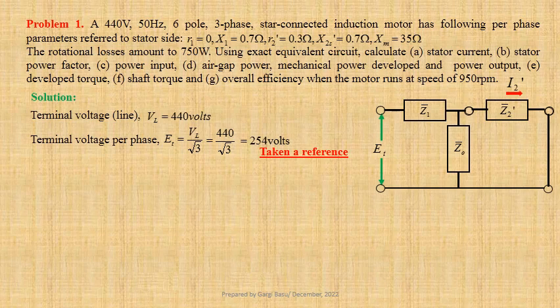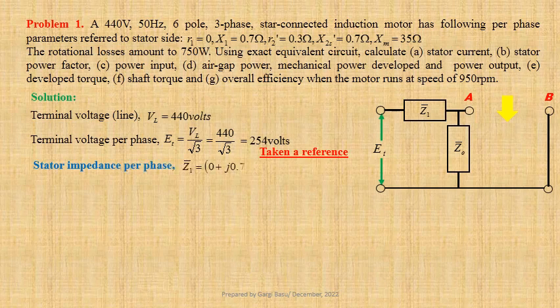For this purpose, we shall remove the load, that is the equivalent rotor impedance Z2 dash, from this circuit. Now, the open circuit voltage as seen from terminals A and B gives us Thevenin's voltage. We have obtained stator impedance per phase Z1 equals 0 plus j times 0.7 ohm. This may be written in polar form as 0.7 ohm at an angle 90 degree.